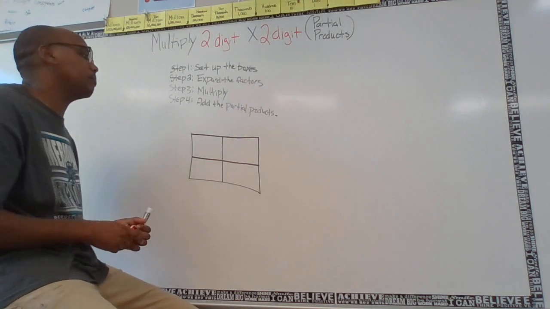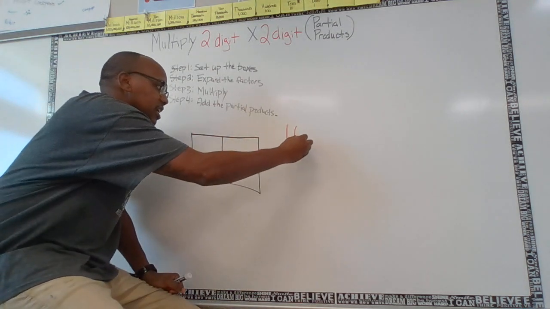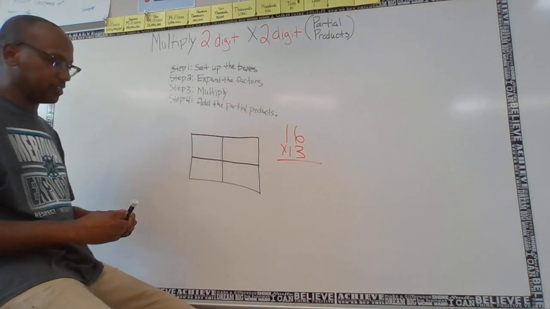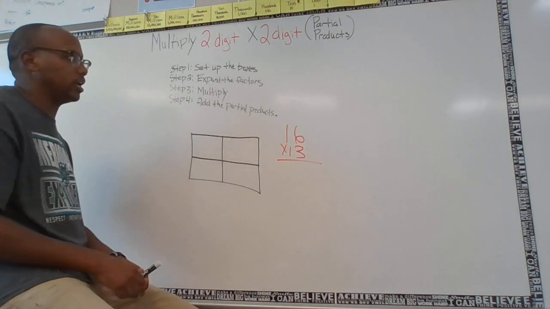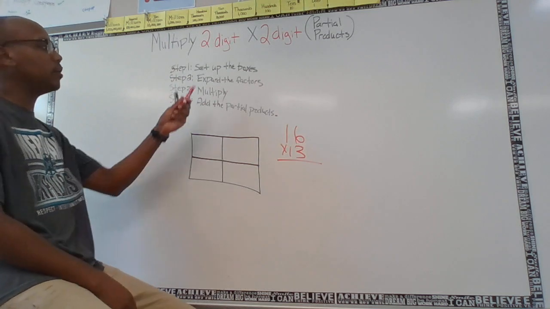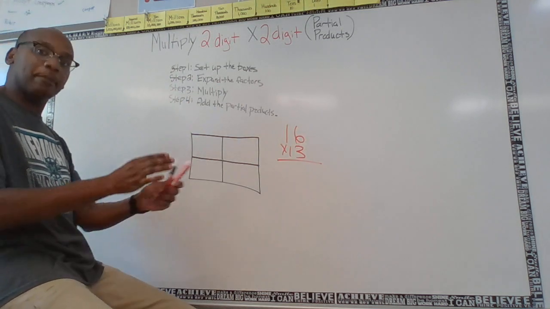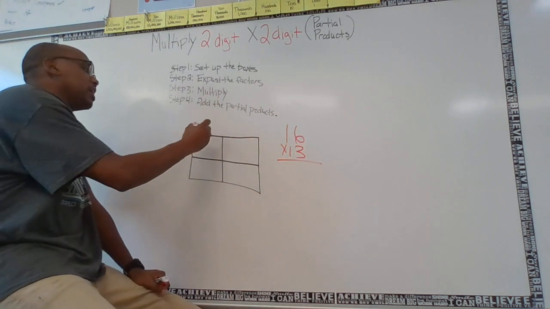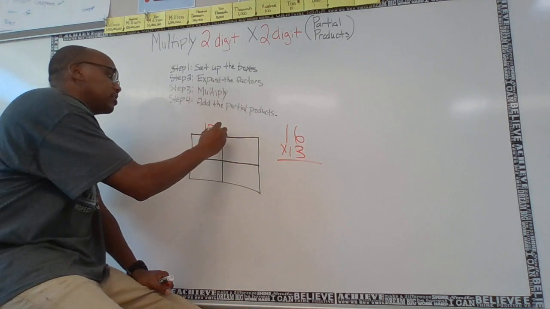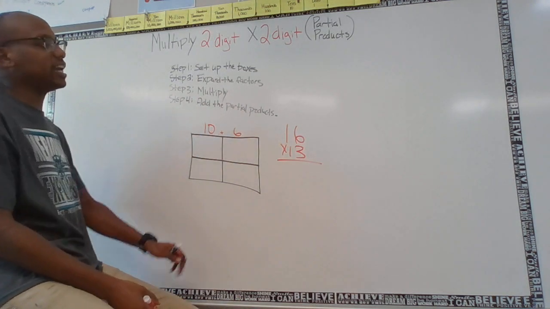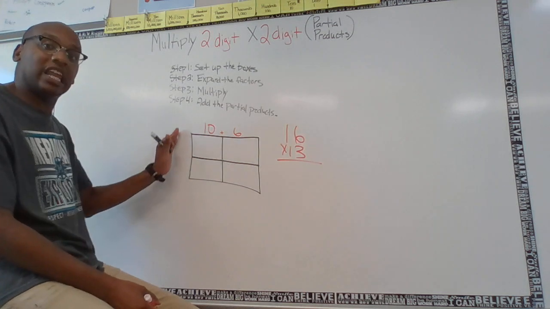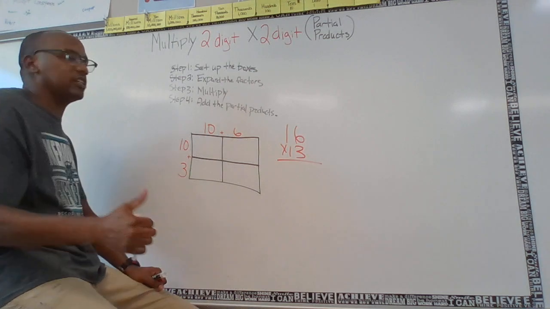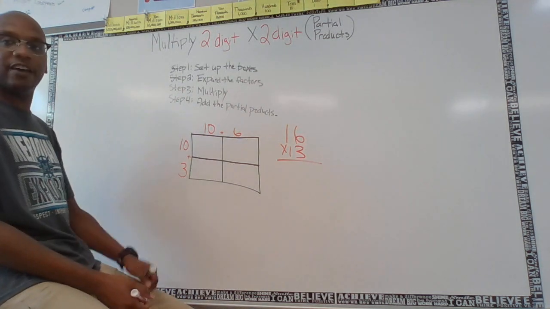Now, let's say my multiplication problem is 16 times 13. All right. Step 1, I set up the boxes. I need 2 digits this way, 2 digits that way. Step 1, good. Step 2, I'm going to expand my factors. To expand means to separate by value. So I'm going to take my first factor of 16 and I'm going to expand it into 10 plus 6. My second factor of 13 will be expanded on the left. It will be 10 plus 3. Good. Step 2 complete. I have expanded my factors.